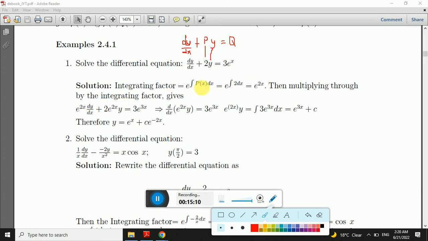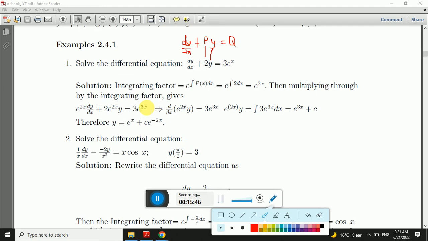So when you multiply by e to power 2x, you are going to have e to power 2x dy dx plus 2e to power 2x y, equaling e to power 2x times e to power x, that will be e to power 3x, times 3, so that will be 3e to power 3x.